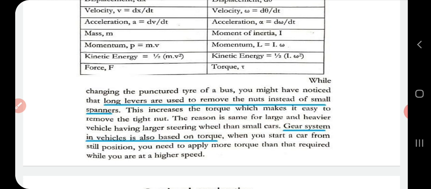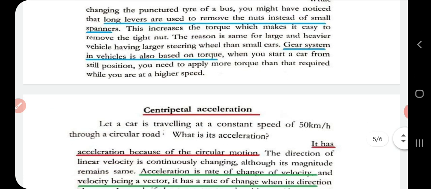Similar is the gear system in vehicles. That is also based on torque. That is, when you start a car from still position, you will have to apply more torque than that required while you are at a higher speed. So these three incidents show the existence of torque.